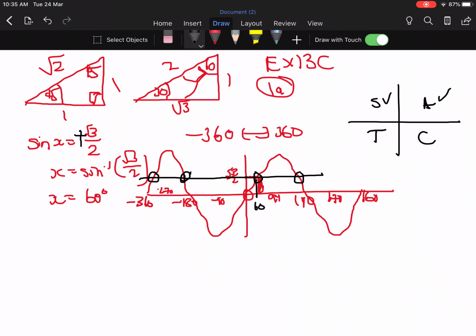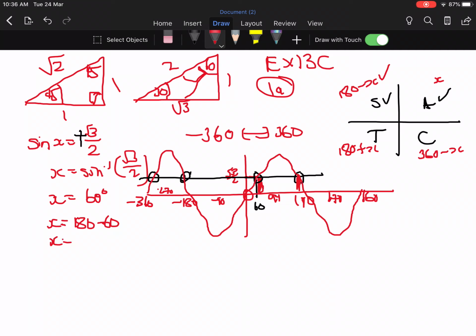So what do I do next? Well, if you remember, the rule states that this is x, which is 60 degrees, which we've just found. This is 180 minus x, this was 180 plus x, and this was 360 minus x. Now, if I use a bit of common sense, I can see that this point here is obviously less than 180, which is correct because I'm going to use this quadrant here. So to get the next angle, I have to do 180 minus x, which is 180 minus 60.